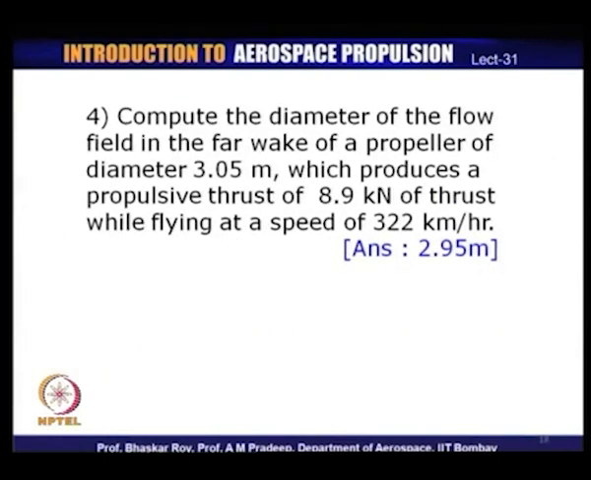The fourth problem is compute the diameter of the flow field in the far wake of a propeller of a diameter 3.05. That means, the propeller has a diameter of 3.05 and it is producing a thrust of 8.9 kilonewtons while flying at a speed of 322 kilometers per hour. What would be the diameter of the flow field in the far wake of a propeller? So, that is the problem statement which is given here. You should be able to find it from the propeller theories that we have done.